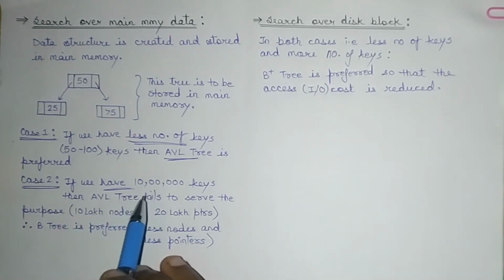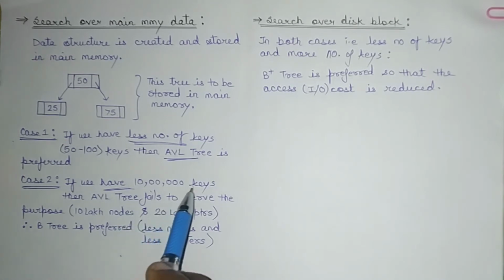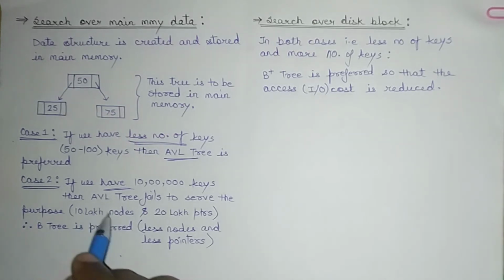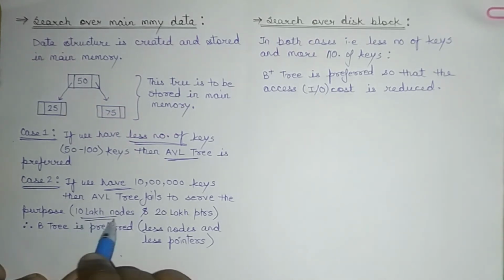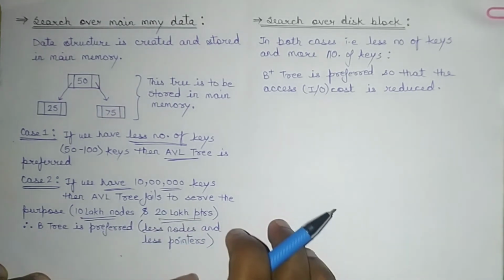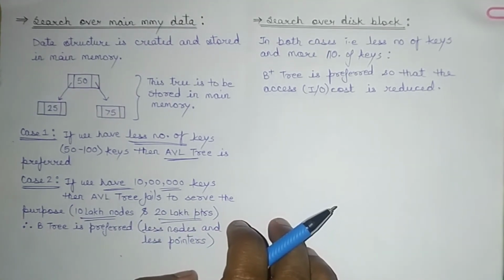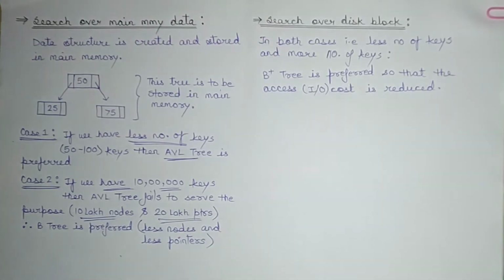Here you can see that we are having 10 lakh keys. So if I am using an AVL tree for these 10 lakh keys, it will fail to serve the purpose. What is the purpose? To access or to minimize the IO cost. So if I am using an AVL tree, it will take 10 lakh nodes because each key can be stored in one node, and 20 lakh pointers because each node will have two pointers. One is pointing to the right and another one is pointing to the left, right?